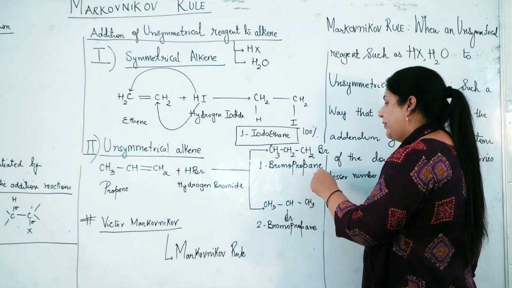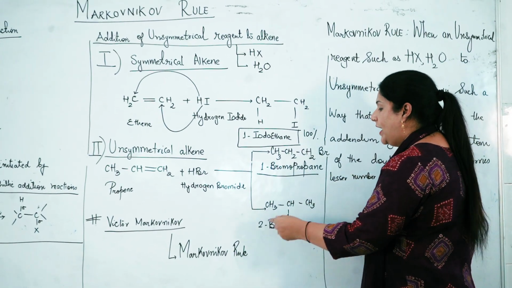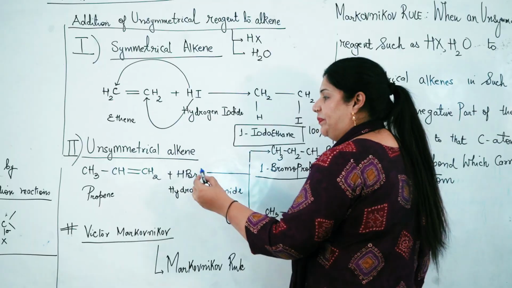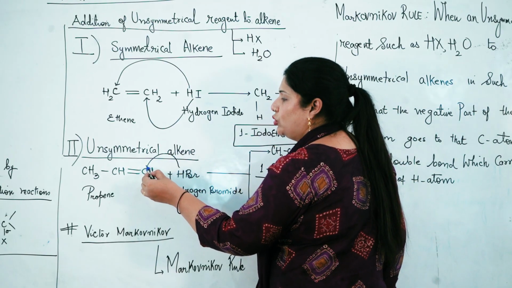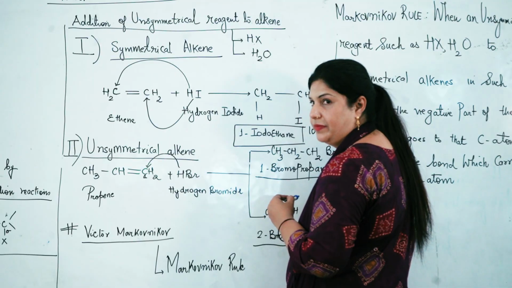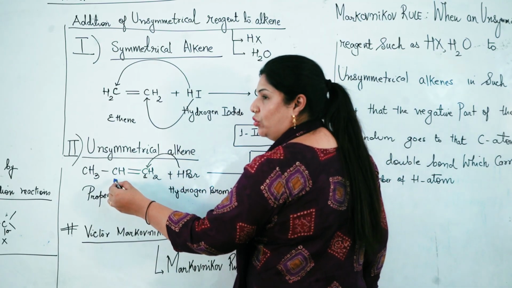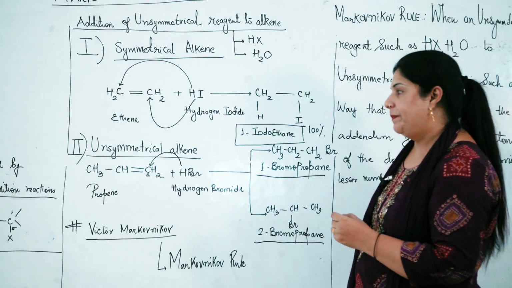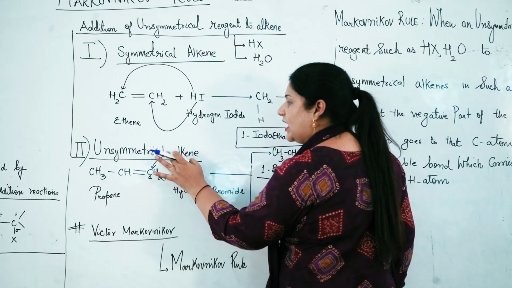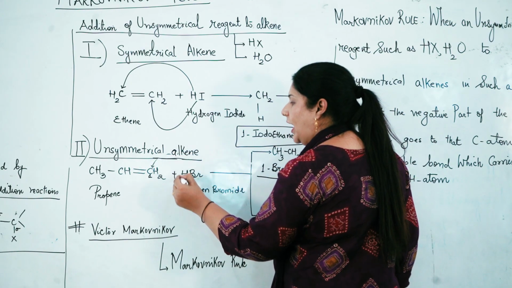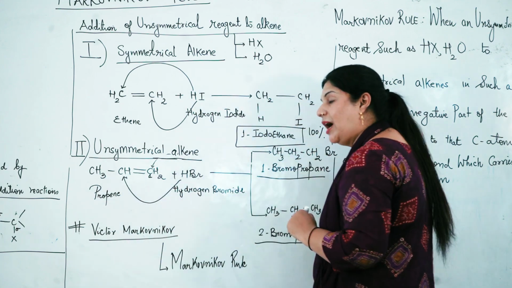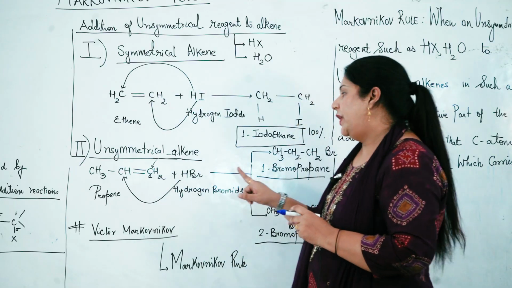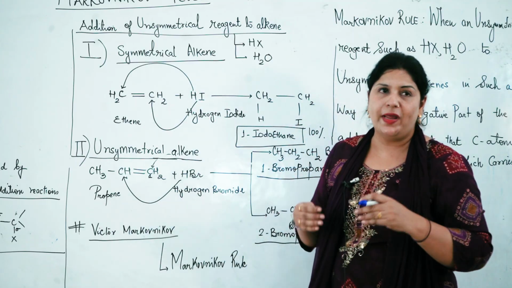See, here 1-bromopropane and 2-bromopropane. What happens actually? What is the case? In one case, if hydrogen atom goes to this first carbon and bromide atom goes to this second carbon, leading to the formation of 2-bromopropane. And in the other case, what is the other case? If hydrogen atom goes to middle carbon and bromide anion goes to the first carbon, then leading to the formation of 1-bromopropane.